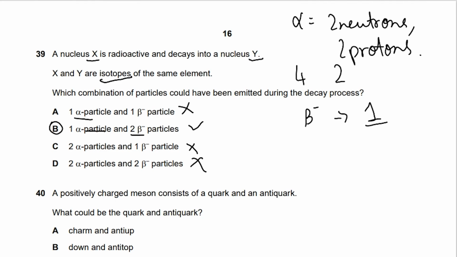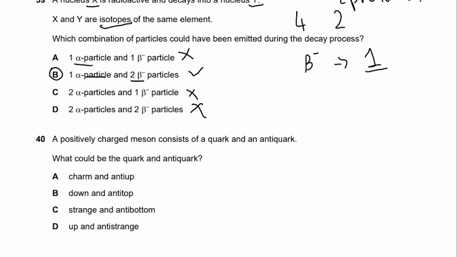Question number 40. A positively charged meson consists of a quark and an antiquark. What could be the quark and antiquark? Okay, so a positively charged meson means that the combination of a quark and an antiquark must be such that the charge is positive. Okay, so now what could be the quark and antiquark?